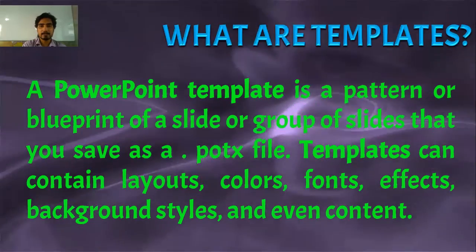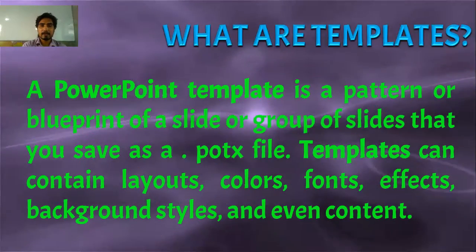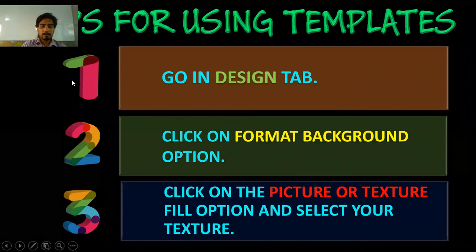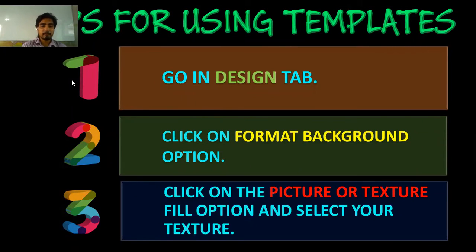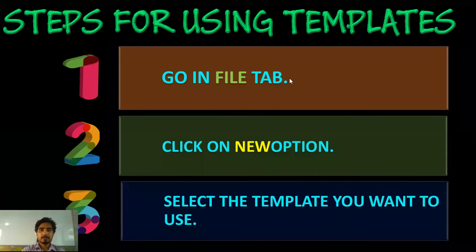We do not need to create the designs, we do not need to give the animations, all of the things are already done. Just select a template and the presentation will be created. Let's see the steps through which we can use the pre-designed templates in MS PowerPoint. First you need to go to the file tab, then click on the new option, and then a list of templates will appear. Whichever template you want to use, click on that template and the presentation with that template will be created. So let's see this on the MS PowerPoint application.